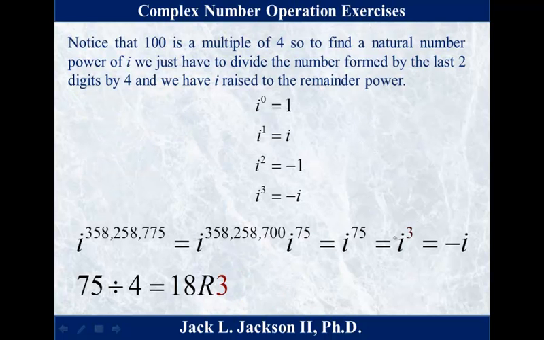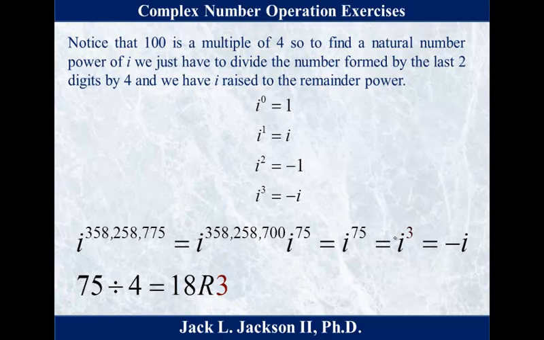And what are your possible remainders? Okay? Either 0, 1, 2, or 3. So it boils down to just knowing these. So i to any power is either just 1, i, negative 1, or negative i, based on the remainder.